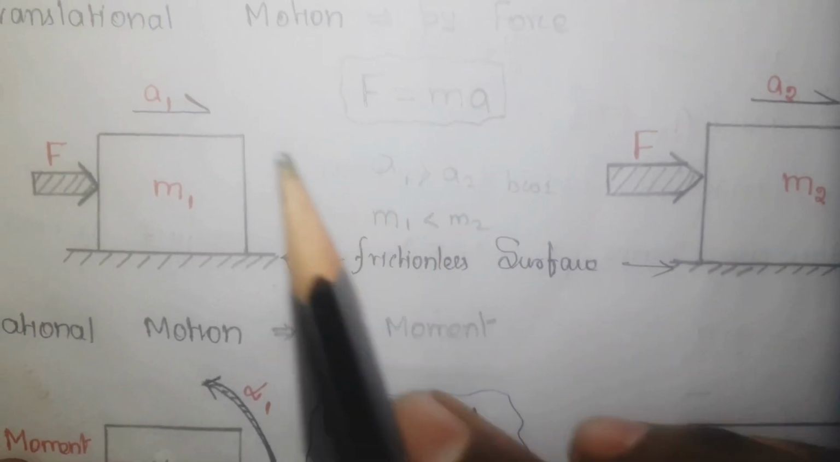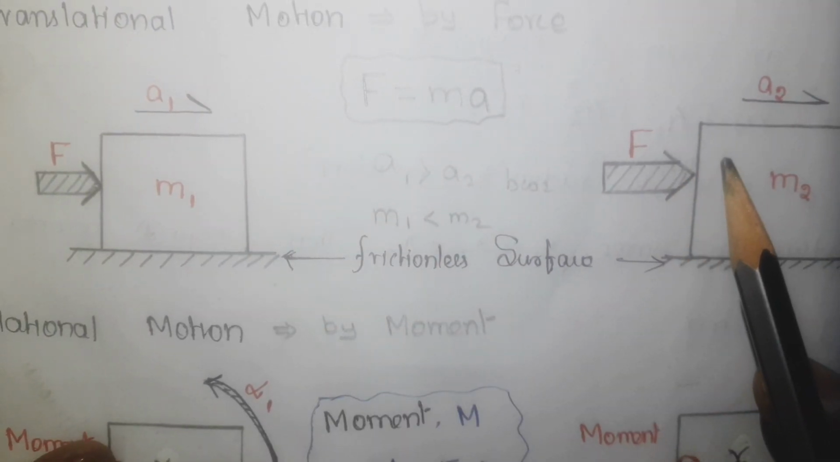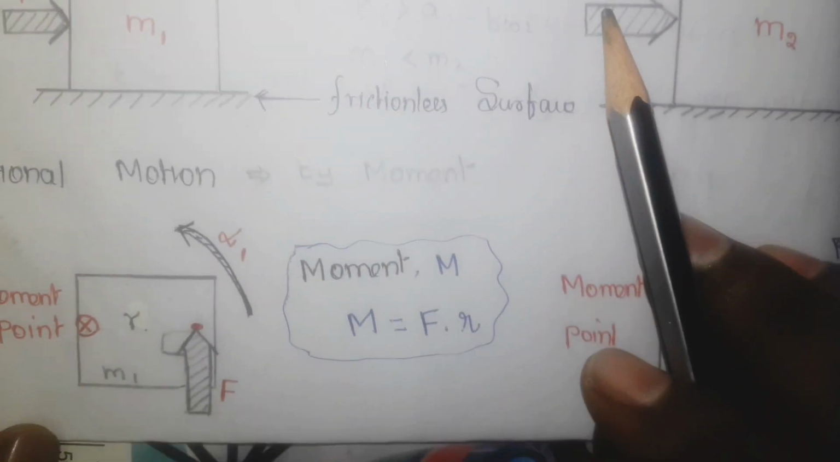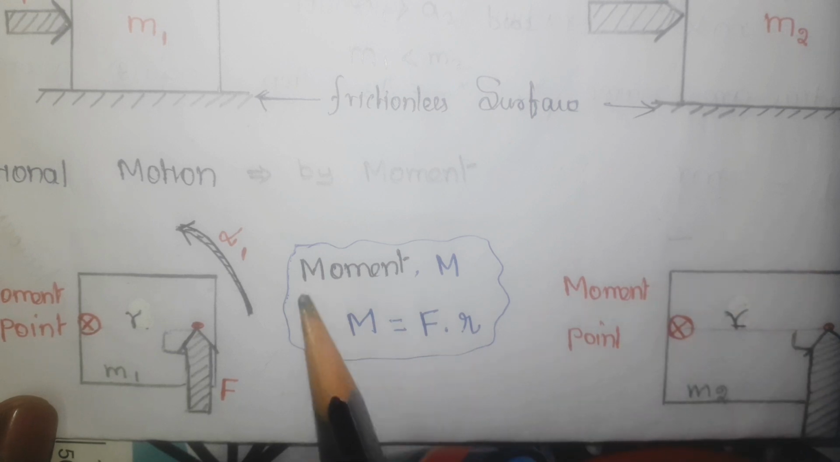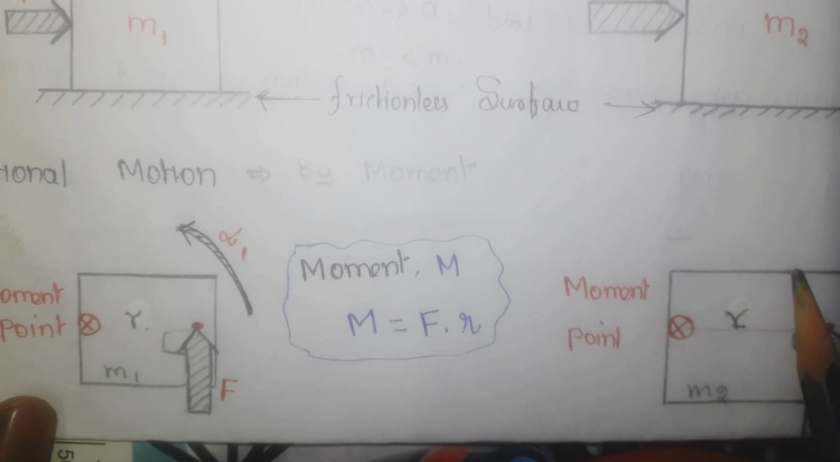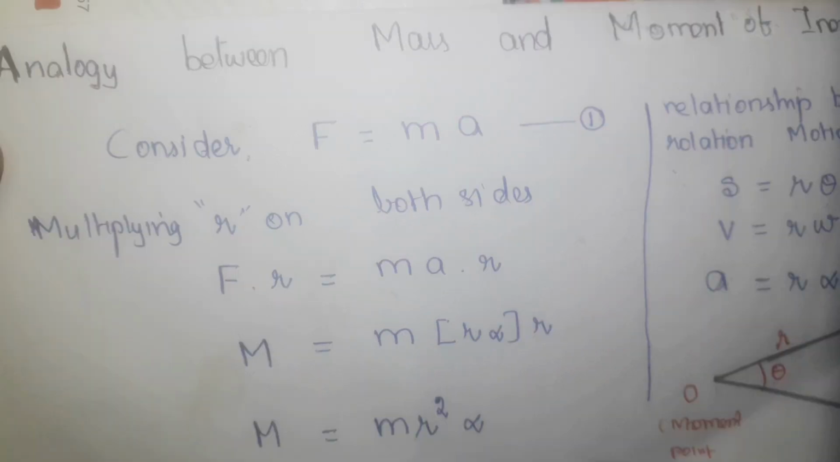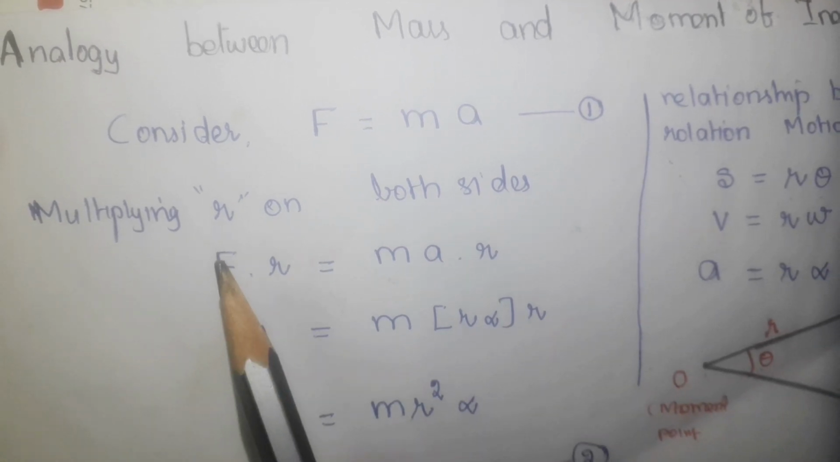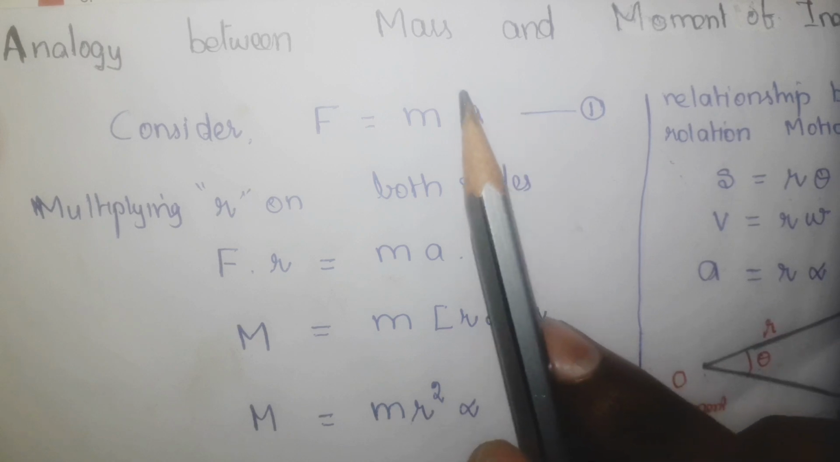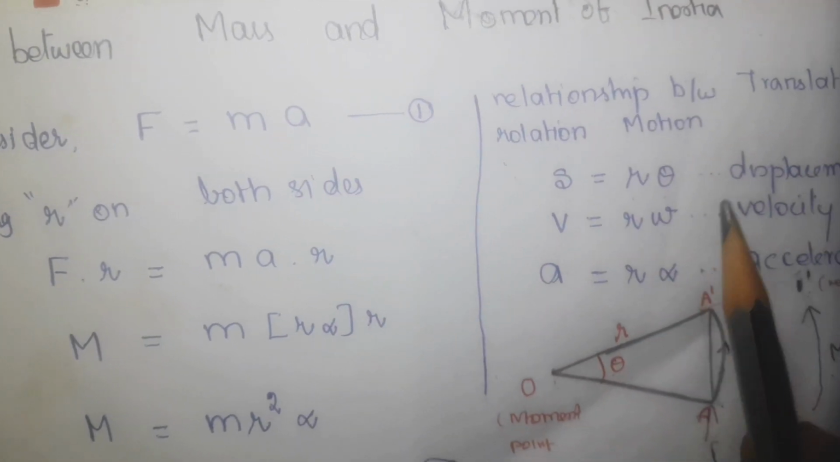Here a1 is greater than a2 because of mass. Here alpha 1 is greater than alpha 2 because of moment of inertia. Now let us go to the next important thing: the analogy between mass and moment of inertia.